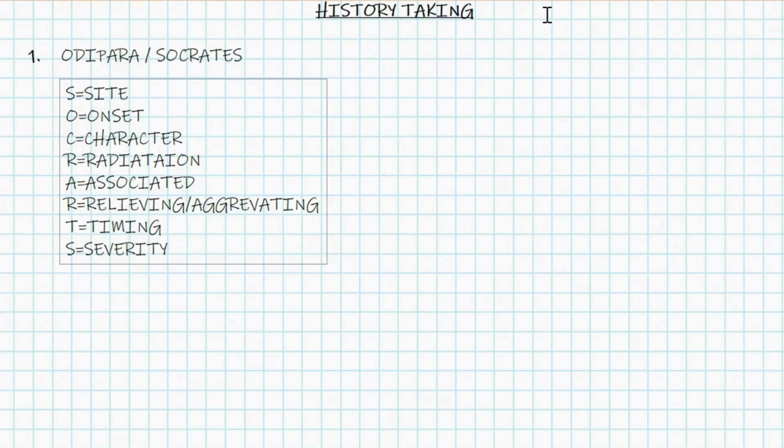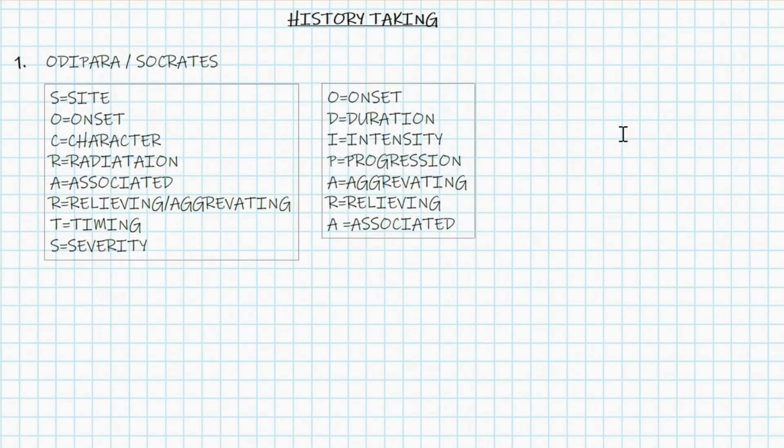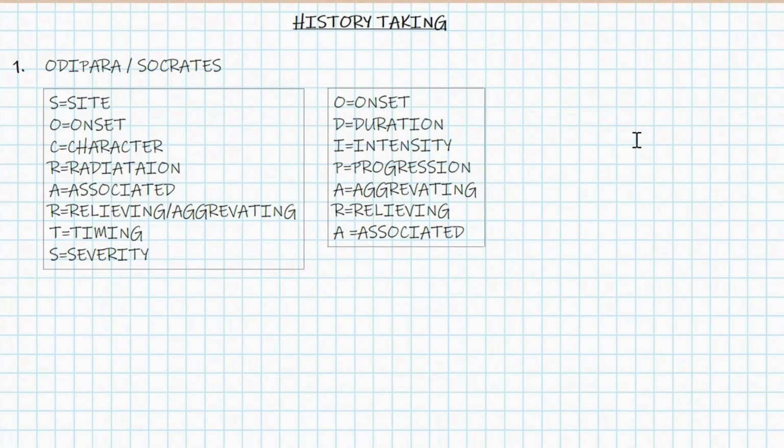After that, you have to ask about ODIPARA. We use ODIPARA for all the other symptoms such as cough, diarrhea, shortness of breath, dizziness, any non-pain thing. It includes onset, duration, intensity, progression, aggravating, relieving factors, and associated symptoms. Alright? So, to make it simple, for pain, you have SOCRATES. Any other symptoms, you ask ODIPARA.